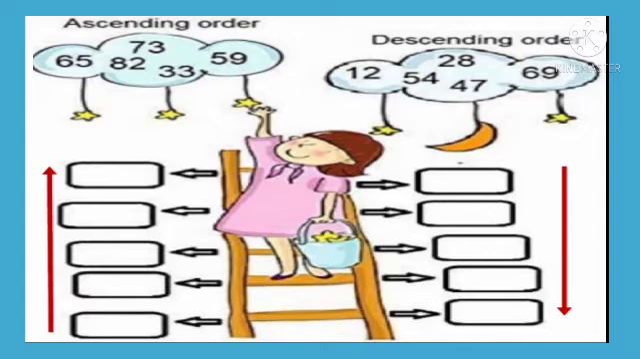And in the second one, 5 numbers are given, 12, 54, 28, 47 and 69. Here we are going to arrange the given numbers in descending order. We know that the descending order is the arrangement of the given numbers from biggest to smallest. So here the biggest number is 69. 69, 54, 47, 28 and 12 is in descending order.